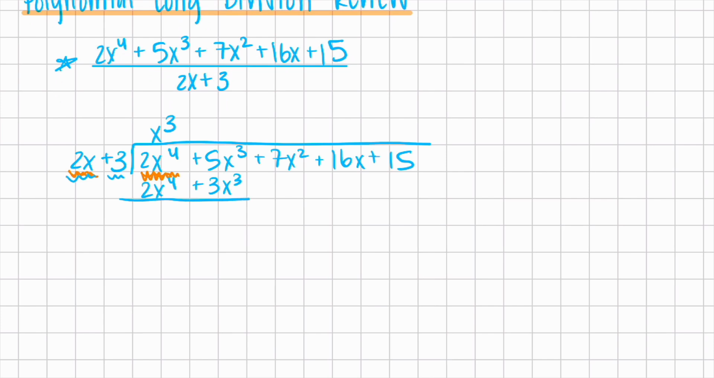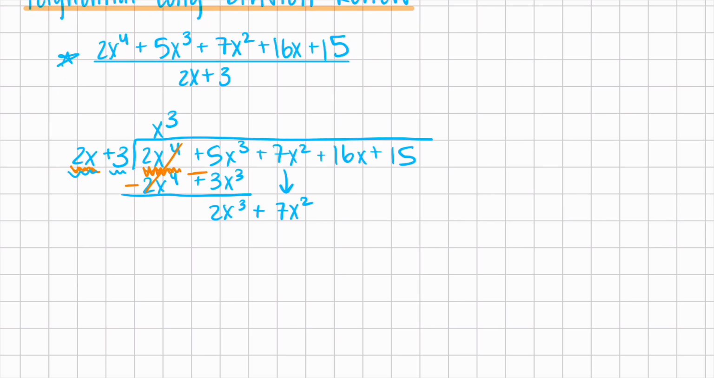Now I want to subtract 2x to the fourth plus 3x cubed, so I'm going to distribute a negative, and then I'm going to add down. Notice these first terms cancel. 5x cubed minus 3x cubed is 2x cubed. Once you do that, bring down the next term, and you're going to repeat the process.